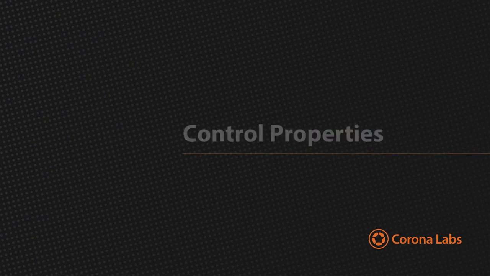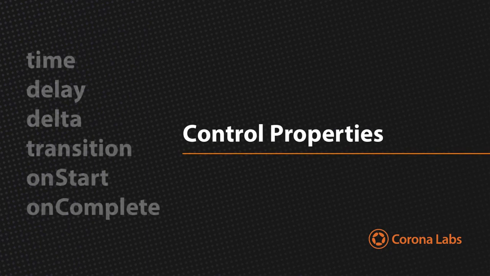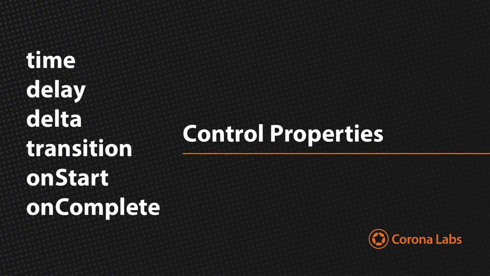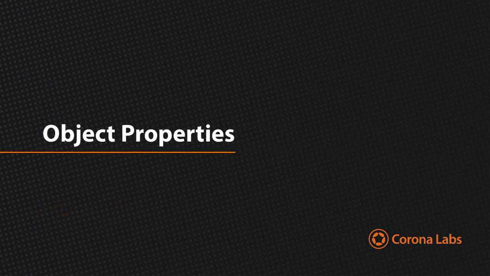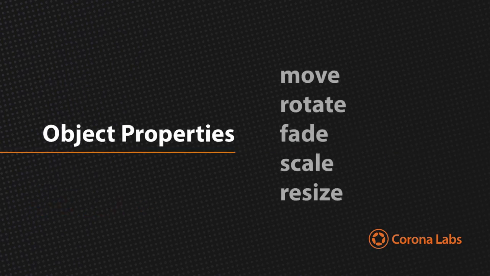properties. There are a number of optional control properties that can be used to control aspects of the transition itself, including time, delay, delta, transition, onStart, and onComplete. It's also possible to affect the final object's properties using these methods: move, rotate, fade, scale, and resize. Let's look at a simple example of transition.to in action to see how things work.